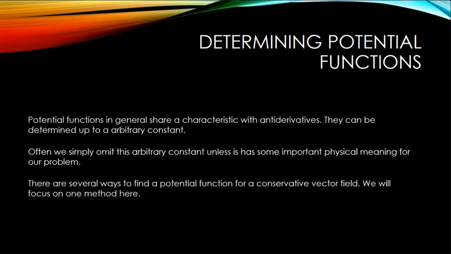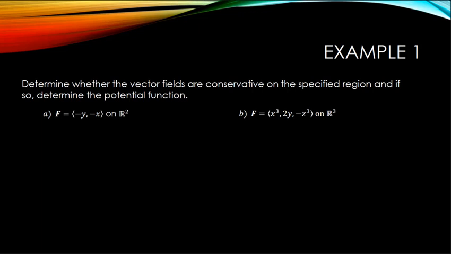There are several ways to find a potential function for a conservative vector field, and we're going to focus on one method here. Here's an example with two vector fields. I want to determine whether the vector fields are conservative on the specified region, and if they are, I want to determine the potential function. The first vector field I want to work with is the vector field given by a vector with components -y, -x in R2 space. The second vector field I want to work with, defined on R3 space, is a vector with components x cubed, 2y, and -z cubed.